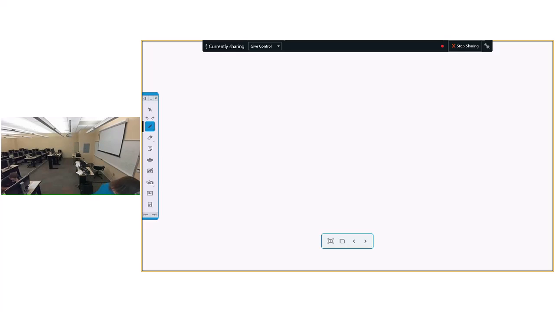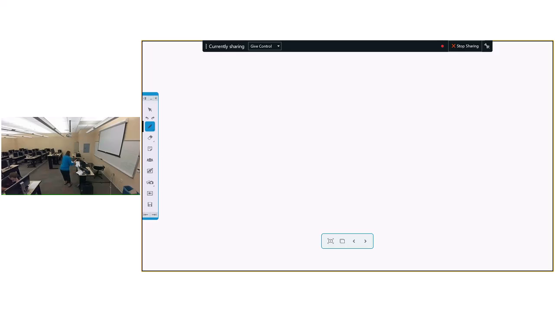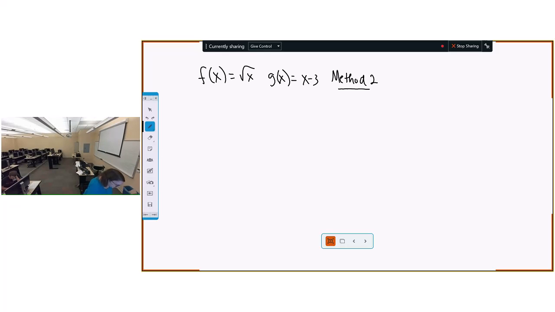All right, let me get my functions back. f of x equals the square root of x, and g of x is x minus 3. So let's look at method 2.